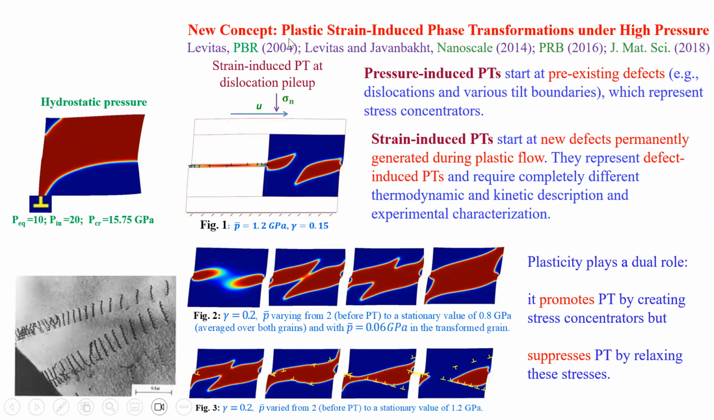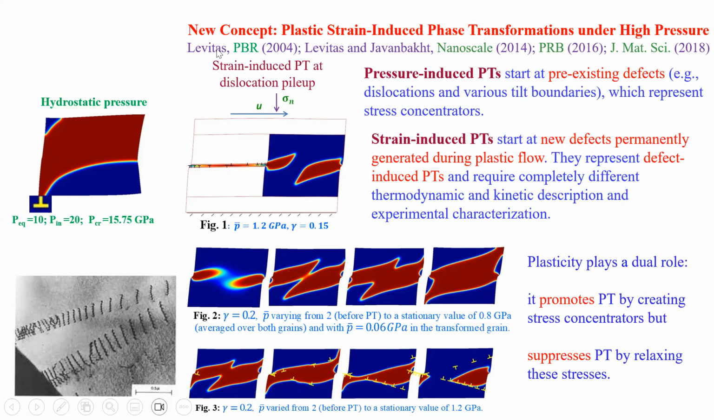And here we introduce the concept of plastic strain-induced phase transformation under high pressure, which occurs during plastic flow and starts at new defects, permanently generated during plastic flow. So there is no saturation of defects here, and these transformations represent defect-induced phase transformations and require completely different thermodynamic and kinetic description and experimental characterization. And the only existing defect which can describe an order of magnitude reduction in phase transformation pressure is dislocation pileup.